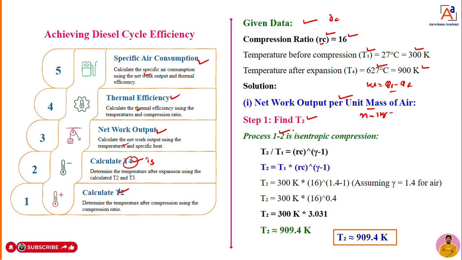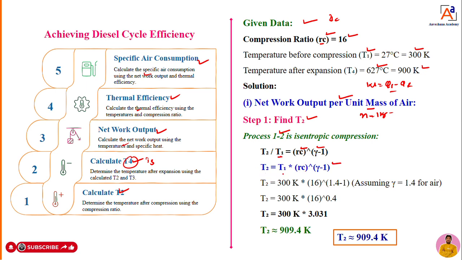I will go step by step. Process 1 to 2 is nothing but isentropic compression, or we can call it adiabatic compression. There we know the temperature ratio versus volume: T2 by T1 is equal to RC to the power of gamma minus 1. Dear students, here T1 is given but T2 is not given. I will take the value of T2 to the other side. Therefore T2 is equal to T1 into RC to the power of gamma minus 1.